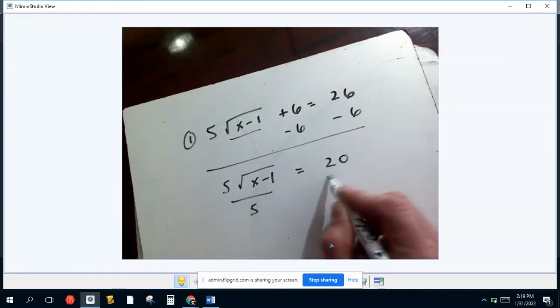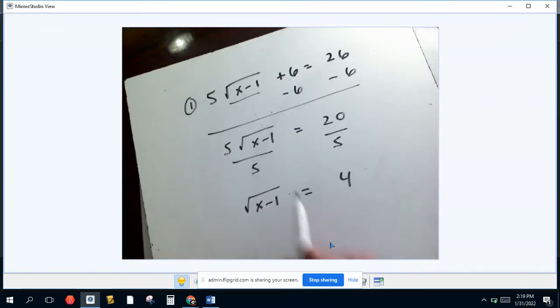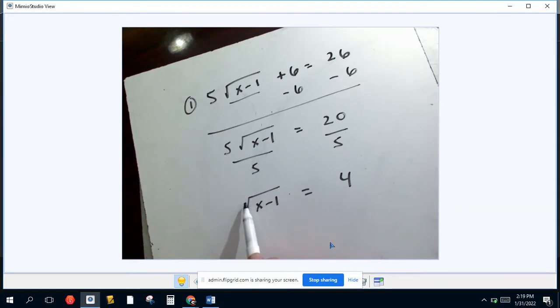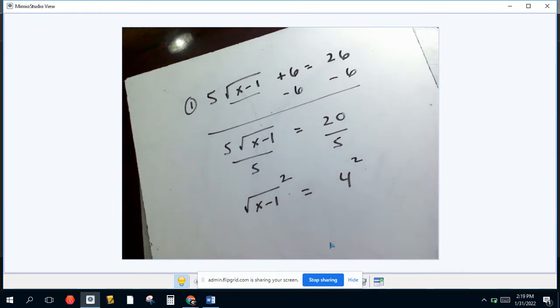Now move the 5. Of course, you divide there. And eventually, we want to get to the point where the entire side is only the radical. Okay. Now, to get rid of the radical, we're going to focus on the index of that radical. Here's the square root. So the index is understood to be a 2. I'm going to raise both sides to the second power.